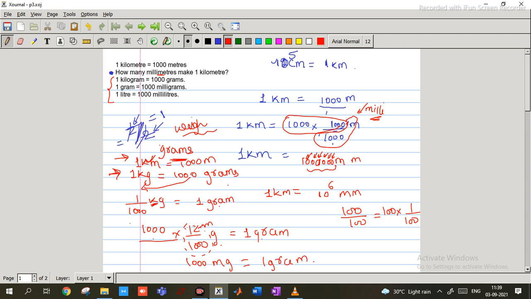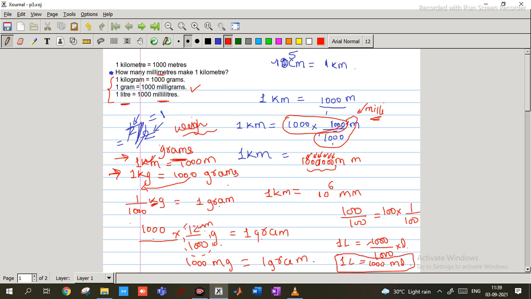That's what he is trying to say: 1 gram is equal to 1000 milligrams, and 1 liter is equal to 1000 milliliters. In the same way, we can do it: 1 liter I can multiply by 1000 and divide by 1000. Then let's keep this 1000 aside, and 1 by 1000 will be milliliter. This will be our 1 L.